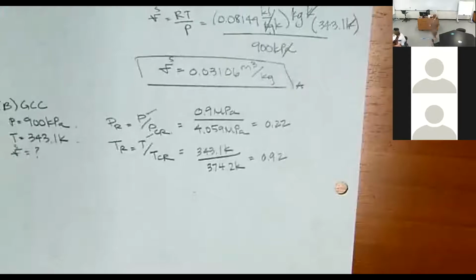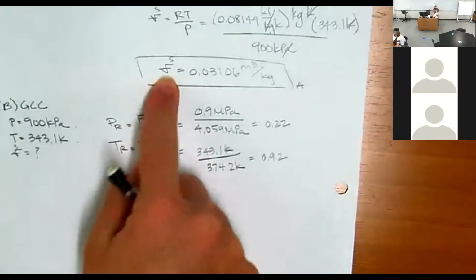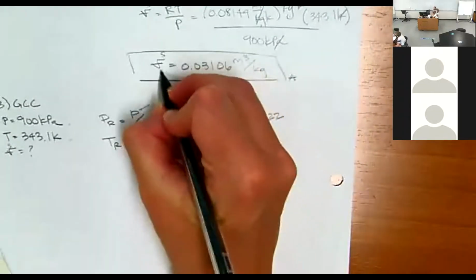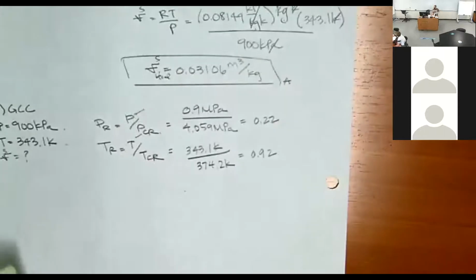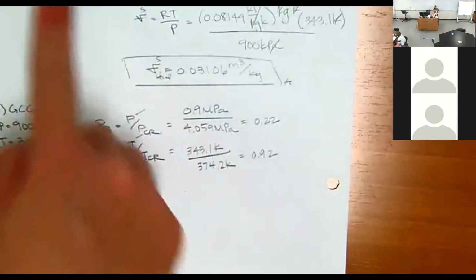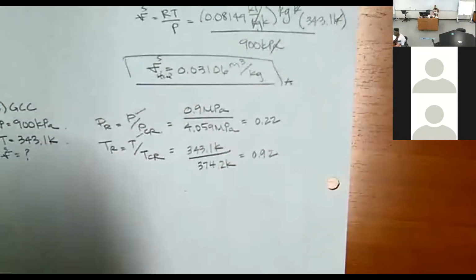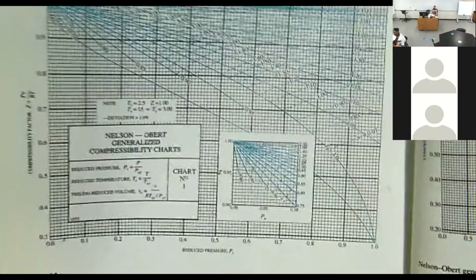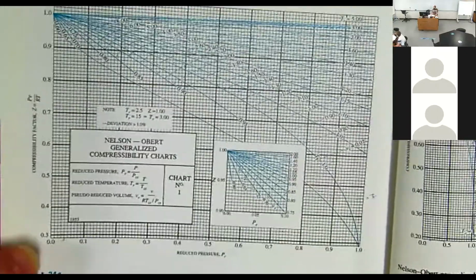All right, so now I want to figure out my V value so I can use my correction for my specific volume from the ideal gas law. Once I have my Z value, I can use it to correct for this value that says ideal, because this is from the ideal gas law. So that's my ideal specific volume. I'm going to use my generalized compressibility chart here.